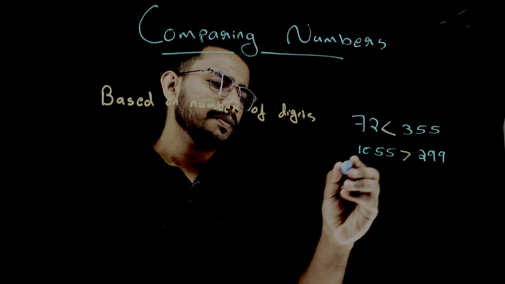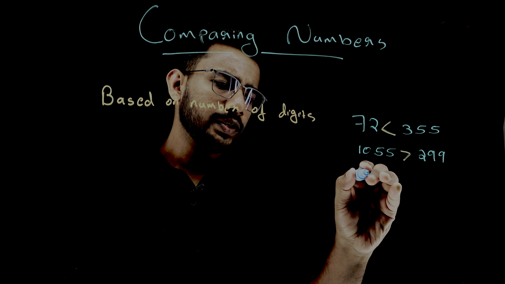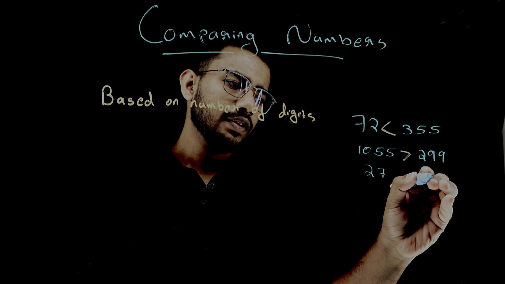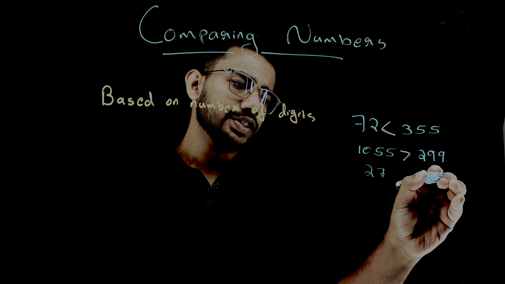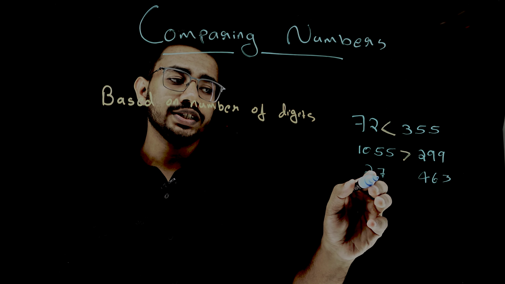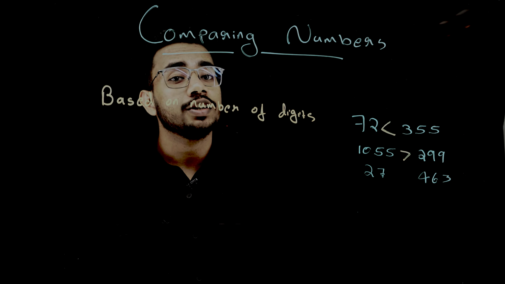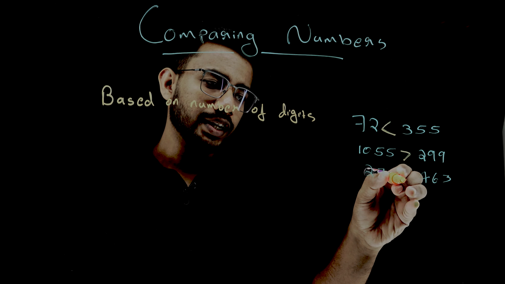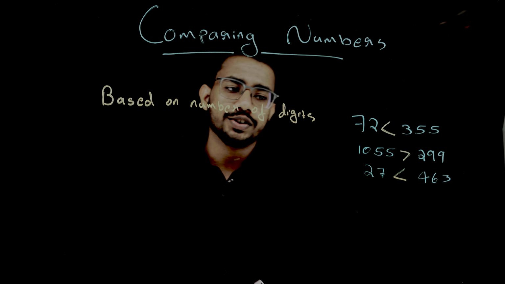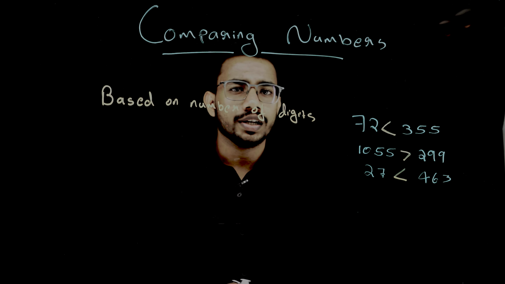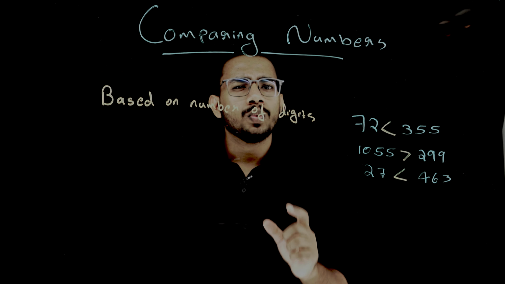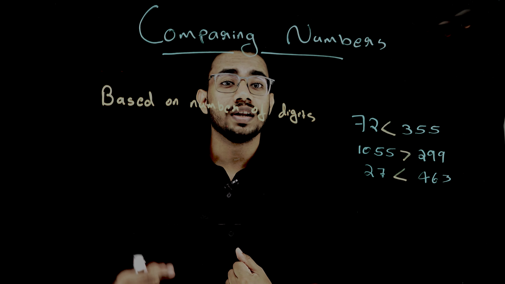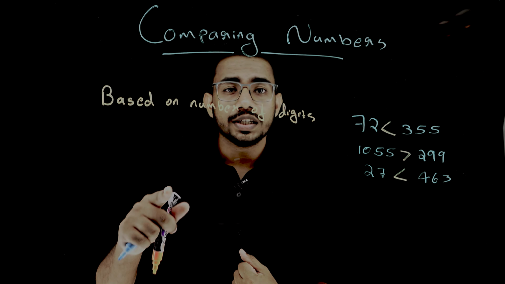Now one more example, 27 and 463. In this case I have 2 digits and 3 digits. So the 3-digit number will be the largest one. So I have to use the less than sign here. 27 is less than 463. I hope this idea is all clear. Now on the next one, we will see what happens if I have the same number of digits. Then what will we do? How will we figure out the bigger one? That is what we're going to do now.